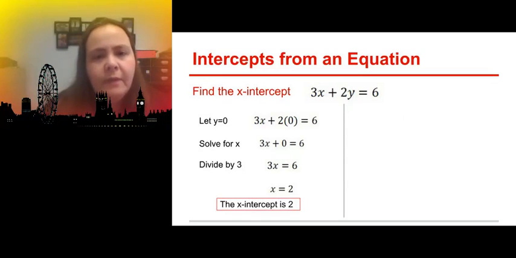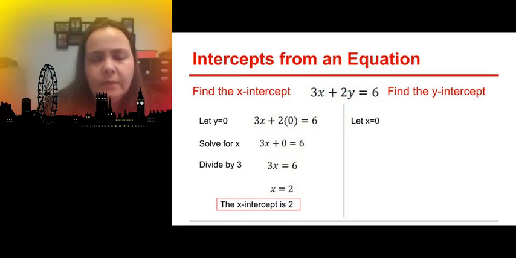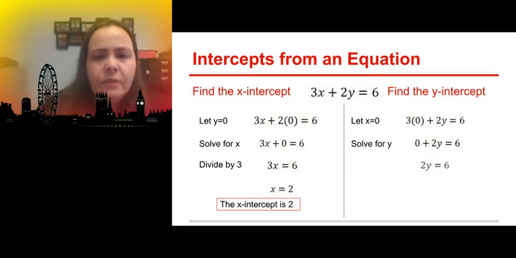Now we're going to do the same thing on the other side to find the y-intercept, except when we find the y-intercept, we're going to let x equal 0. So we're going to substitute 0 in for x. So we have 3 times 0 plus 2y equals 6. Now we're going to solve for y, and 3 times 0 is just 0. So we have 0 plus 2y equals 6. And then 0 plus 2y is just 2y. So we have 2y equals 6. Now we're going to divide both sides by 2, and we get y equals 3. And that tells us that our y-intercept is 3.